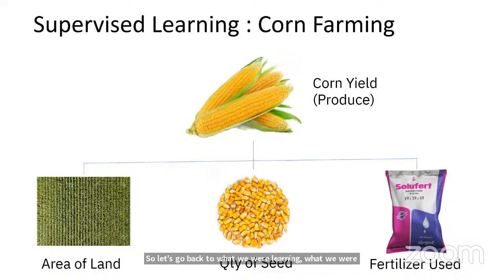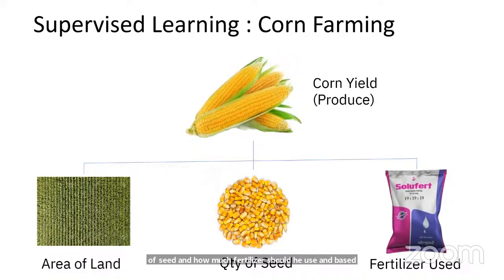So we are doing supervised learning. That means that we are training our machine learning models with labeled data. We are doing this case study of a corn farmer, who was producing some corn, and based on the 3 factors that he has, that is, how much area of land he has, how much quantity of seed he is sowing, and how much fertilizer he is using, he wants to predict how much quantity of seed and how much fertilizer he should use, and based on this, how much produce there would be of the corn, right?